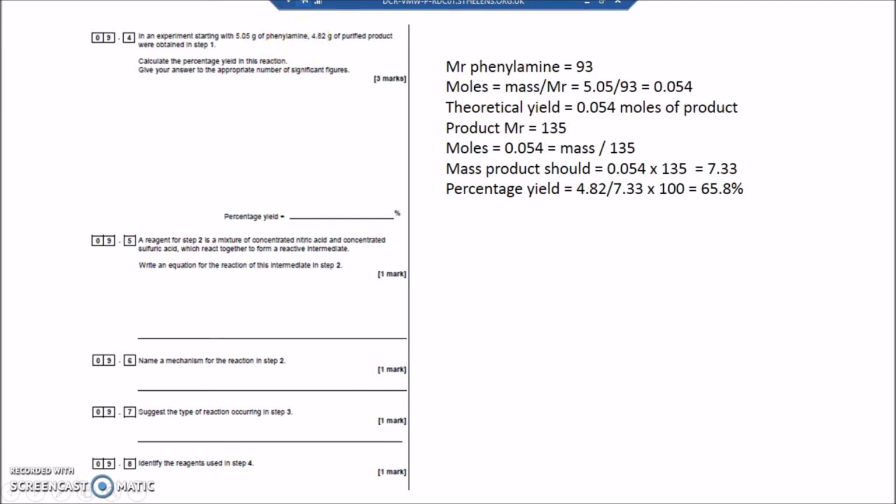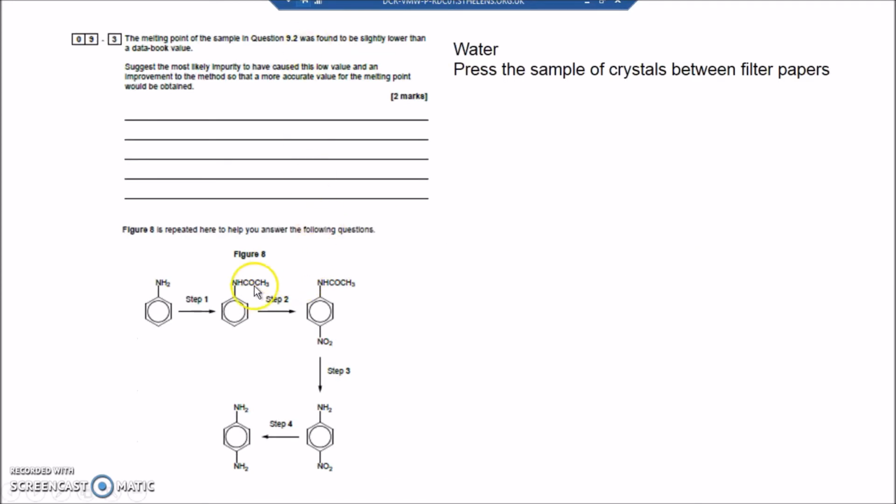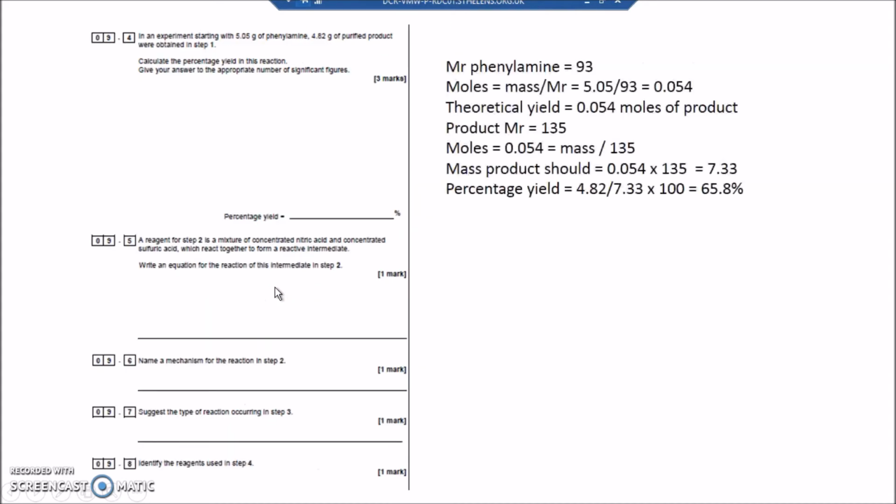the purified product in step 1, I can work out the Mr of this. So 6 carbons, 12 each, 5 hydrogens, 1 each, 14 for the nitrogen, a carbon is a 12, and oxygen is a 16, carbon is a 12, and 3 H's are 3 1s. And it comes out to be 135. Now it tells me that the amount of product that's made is 4.82 grams.